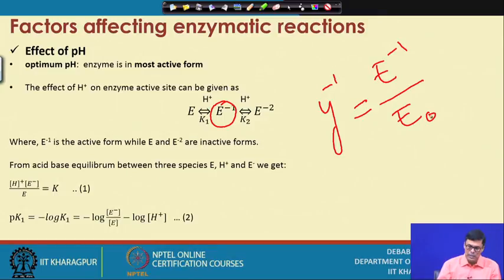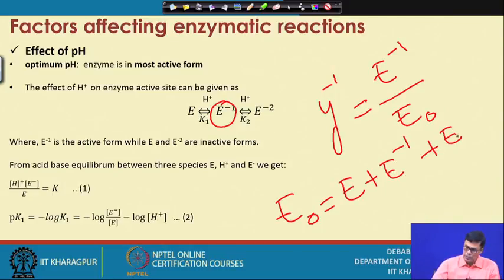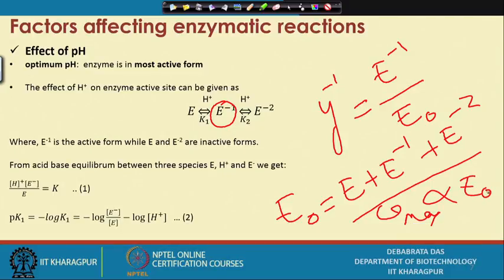And how can you explain this E0? I can write E0 is equal to E plus E minus 1 plus E minus 2. This is how the total enzyme can be expressed. Now, we have seen that the maximum velocity of the reaction is proportional to E0. When we consider E0, that means the whole enzyme is active. But now, when you use this kind of strategy, we find that only E minus 1 is active. That means y minus 1, this fraction of E0, is active.